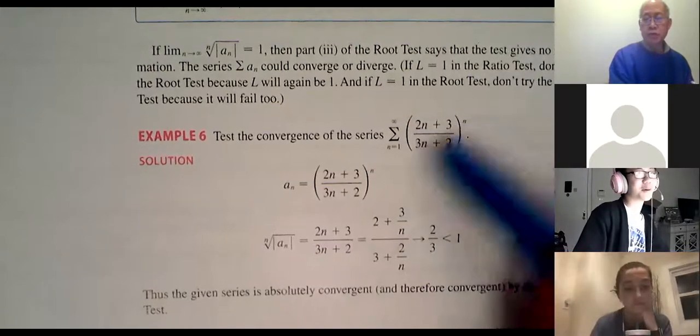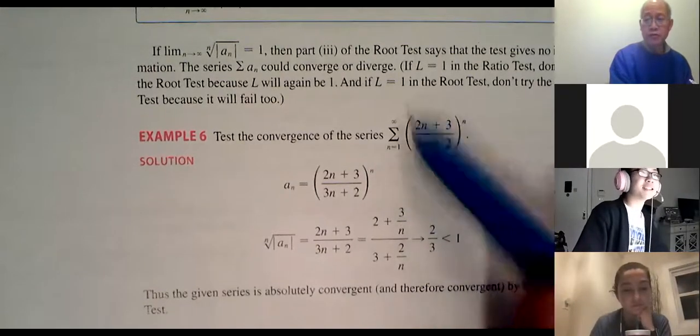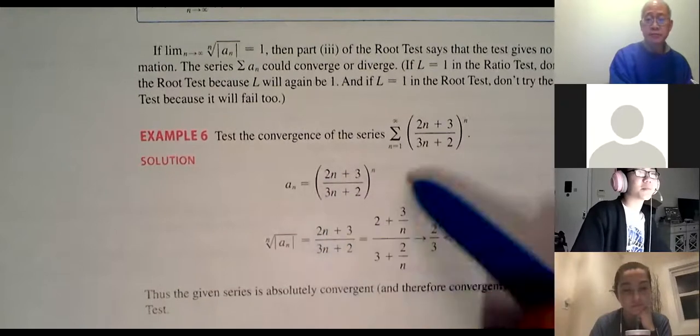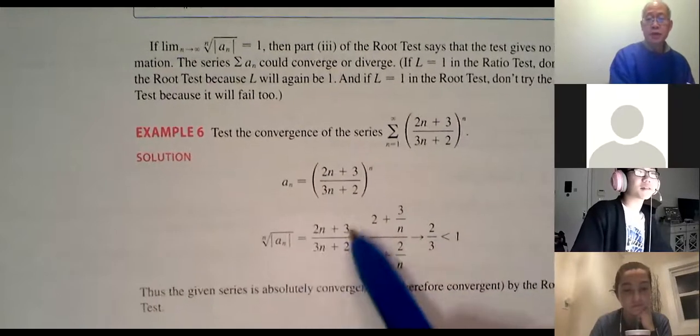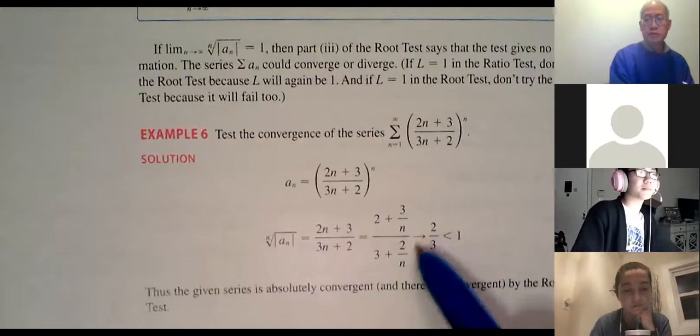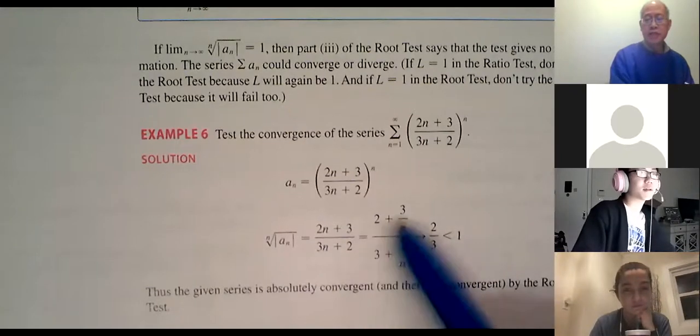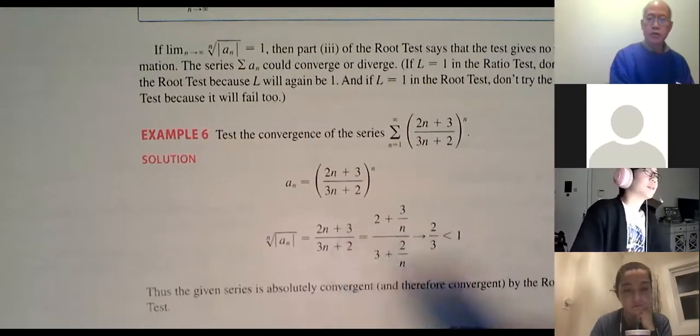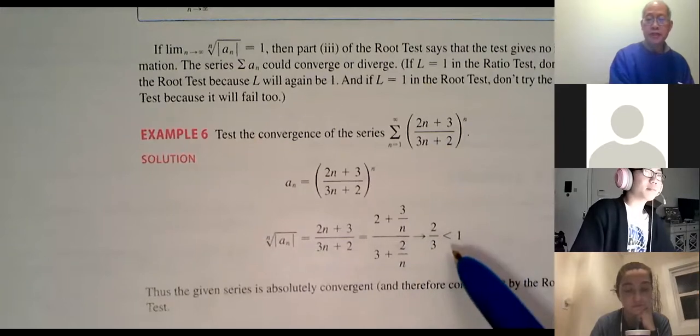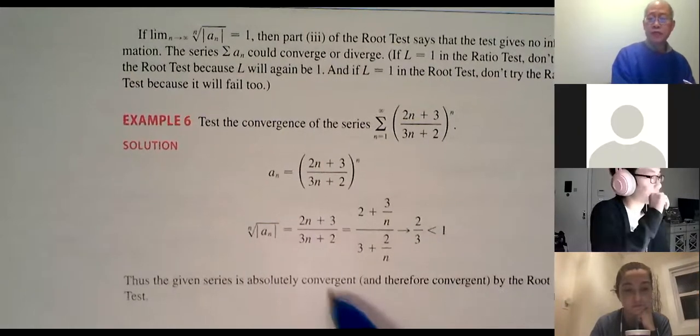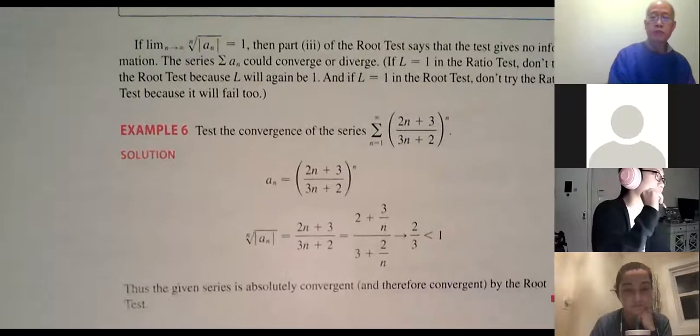Everything's positive. You're only plugging in positive for n, right? n is 1 to infinity. So what's the nth root? Just take off the n. And what is that ratio? It's 2/3. They did all this stuff, divide top and bottom by n. Or you can do L'Hopital's rule, 2/3. Okay, that's less than 1. Therefore, it's absolutely convergent and therefore convergent by the root test.